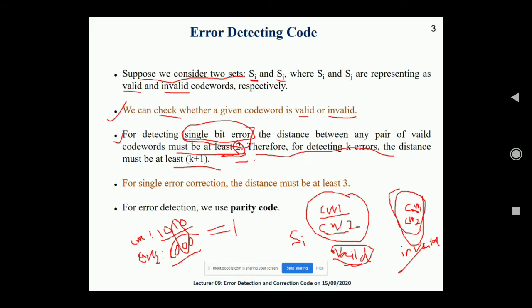Then suppose 5 bits are in error. Here k equals 5. If 5 bits are in error, how much distance is required? 5 plus 1, that is k plus 1, which is 6. Suppose a 7 bit code and 7 errors occur. Then 7 plus 1 equals 8. A distance of 8 must be required to detect the 7 errors. Are you getting it or not?